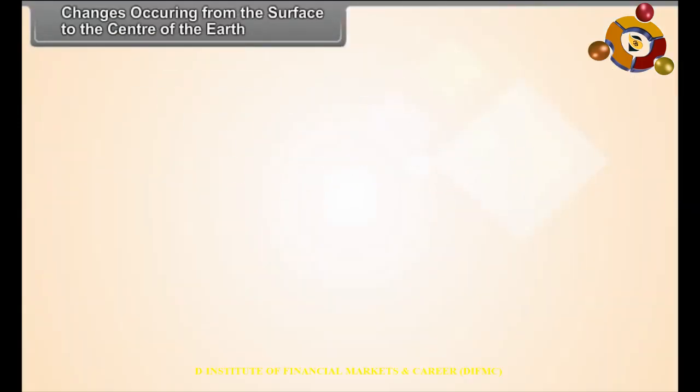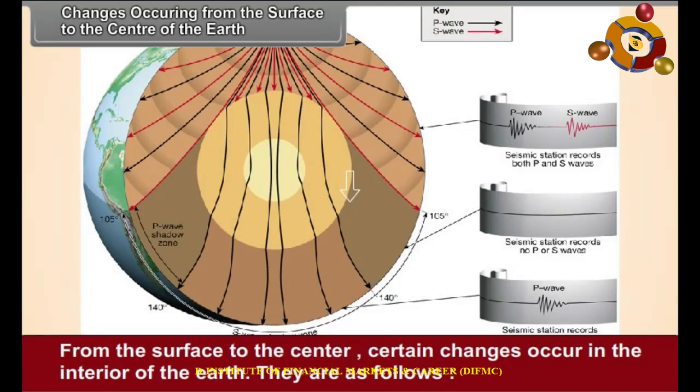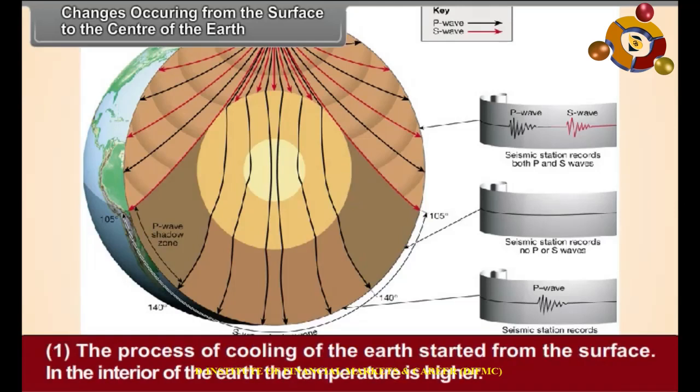Changes occurring from the surface to the center of the Earth. The center of the Earth is located at a distance of 6,371 kilometers from its surface. From the surface to the center, certain changes occur in the interior of the Earth. They are as follows.